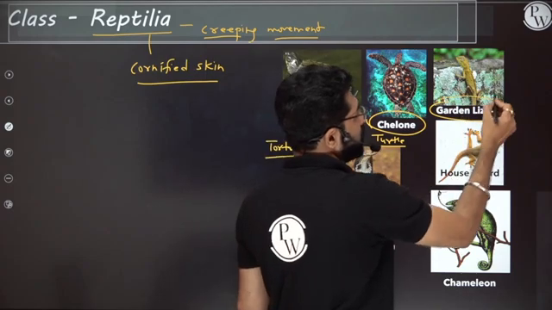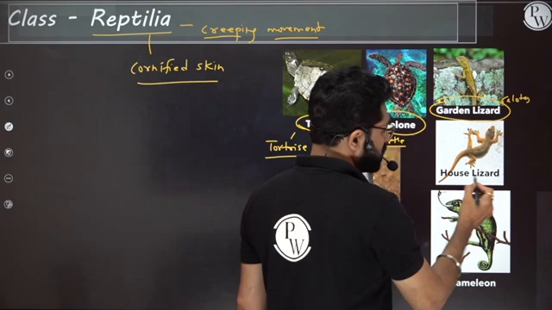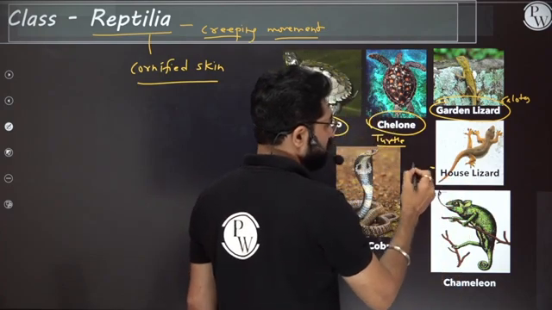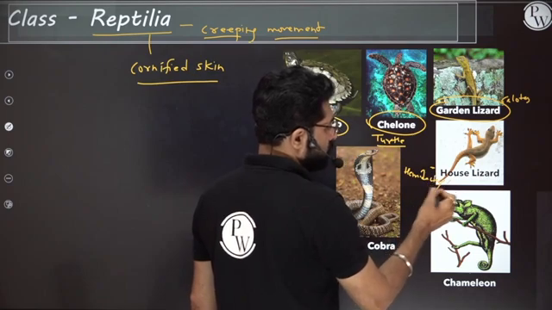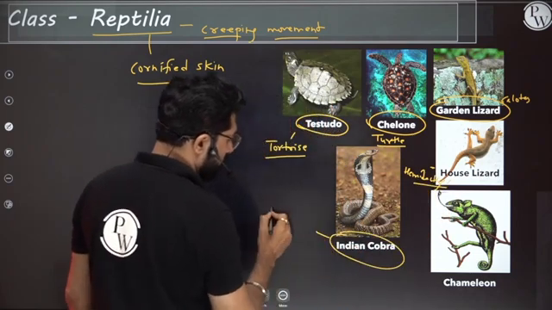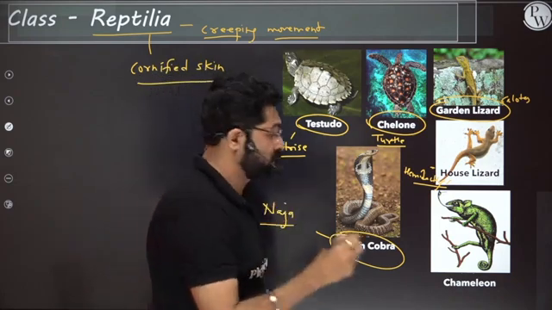Garden lizard is Calotes. All scientific names you should remember. House lizard is Hemidactylus. Remember, it is Hemidactylus. Naja is the Indian cobra. Please remember all these scientific names and common names both.